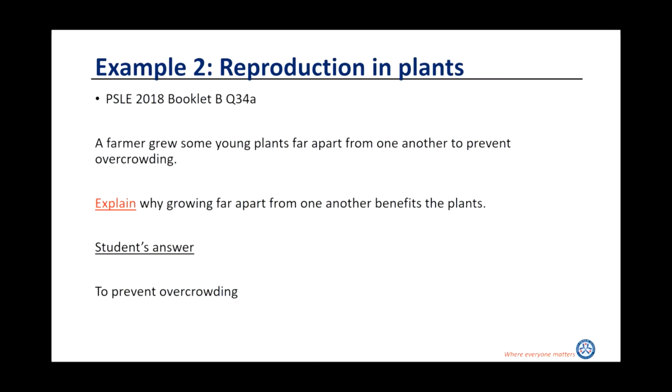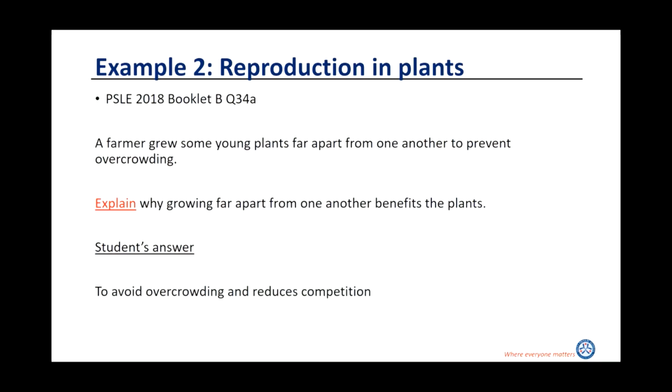Now, the student is simply copying the question at the top. Young plants far apart from one another to prevent overcrowding. The concept of plants needing sufficient sunlight, water, gases and nutrients is missing. The connection to the question is not elaborated. We also encourage our students to use the word avoid instead of prevent overcrowding.